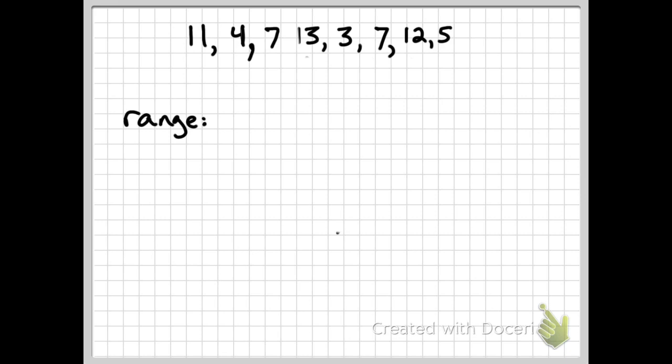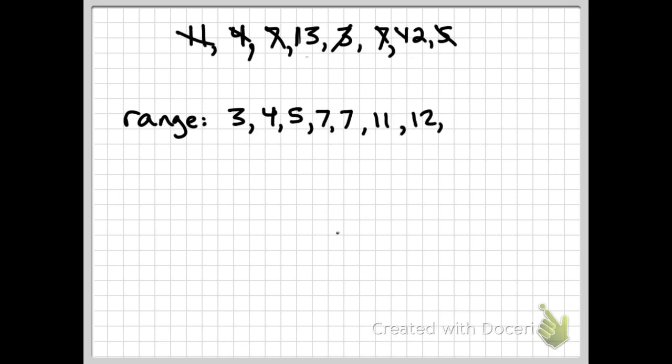The last thing to look for is your range. Again, we'll list our numbers from smallest to biggest. So we have 3, we have 4, we have 5, we have 7. We list both of them, remember. 11, 12, and 13. The range is found by taking the largest number of the data set, remember it has to be in order, and subtracting the smallest number.